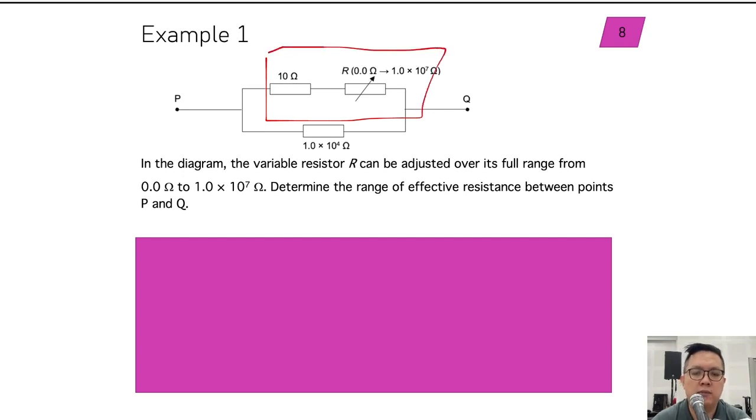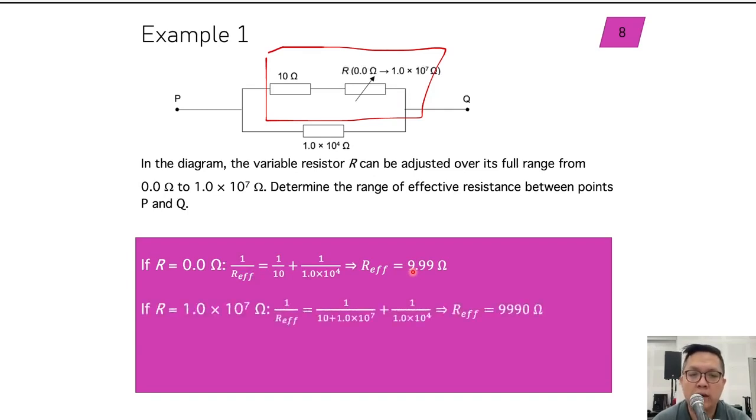Once I've done that, in series, this will be 1 over 10 plus 0. So this is 10 plus 0, then inverse it, plus the inverse of the bottom resistor in parallel, 1 times 10 power 4. And then you get this to equal 1 over R effective. Then you inverse it back, you get R effective to be 9.99 ohms. And if now R is 1 times 10 power 7, my top branch will have a resistance of 10 plus 1 times 10 power 7. Then to find the parallel branches resistance, I inverse both sides, and let it equal 1 over R effective, and you get 9990 ohms.